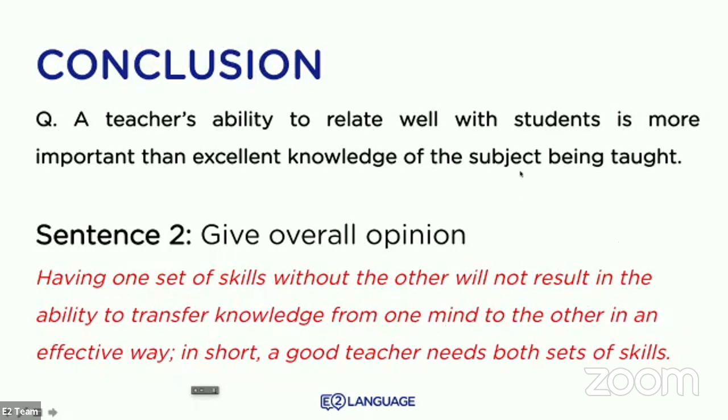Then in sentence 2, you give your overall opinion. Having one set of skills without the other will not result in the ability to transfer knowledge from one mind to the other in an effective way. In short, a good teacher needs both sets of skills. So that last sentence needs to be a powerful one, and it needs to state your overall opinion.